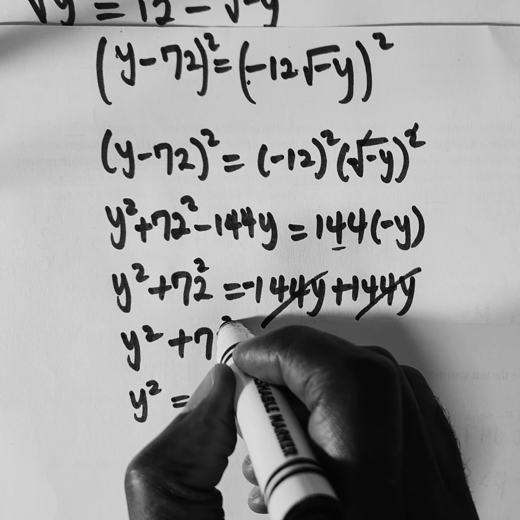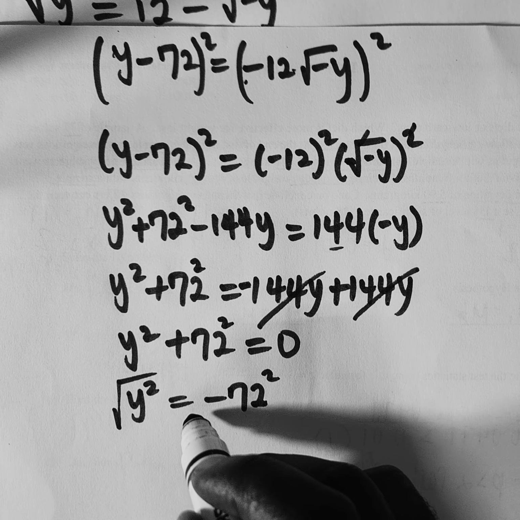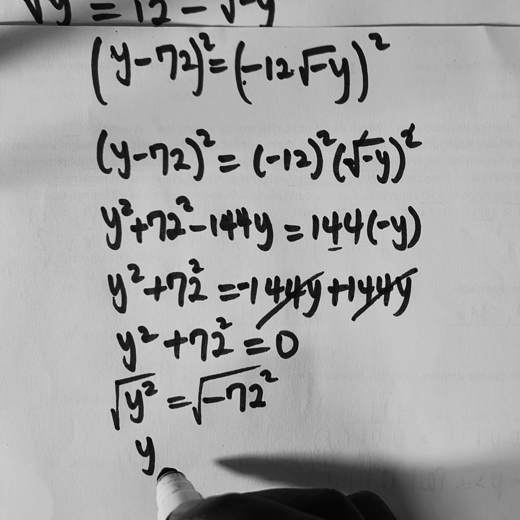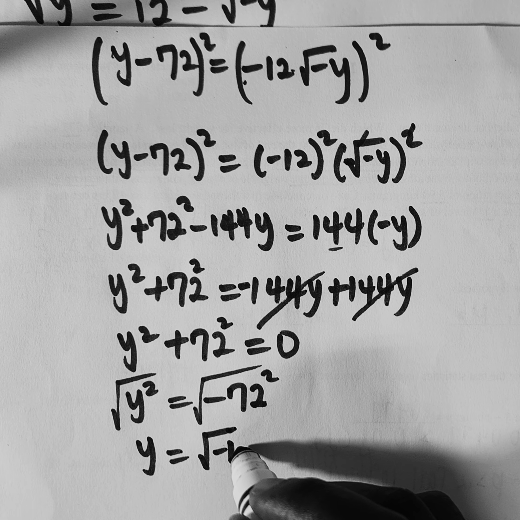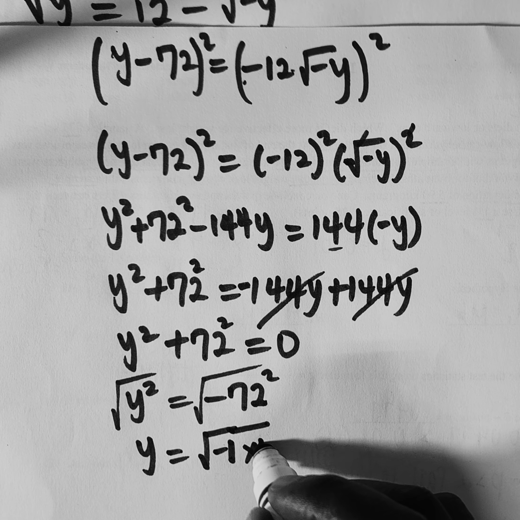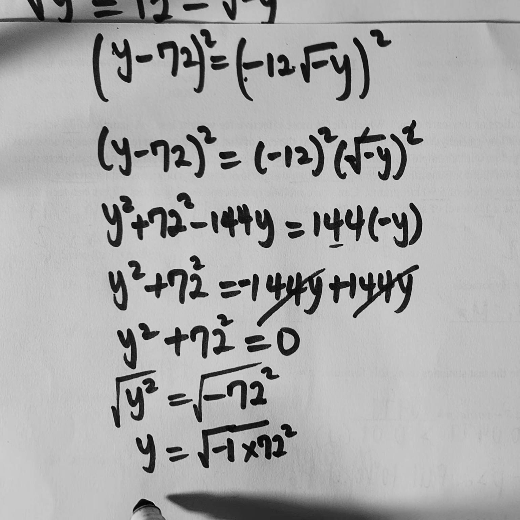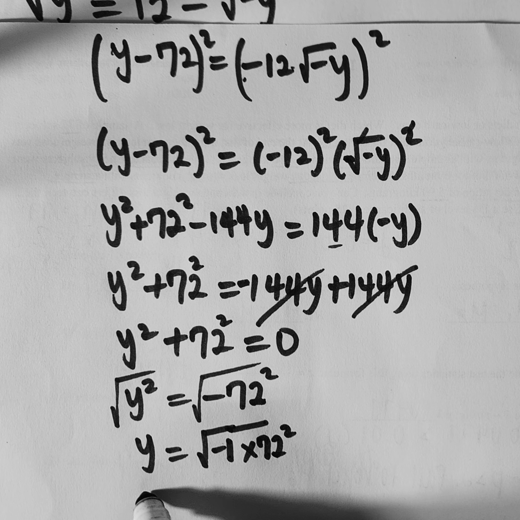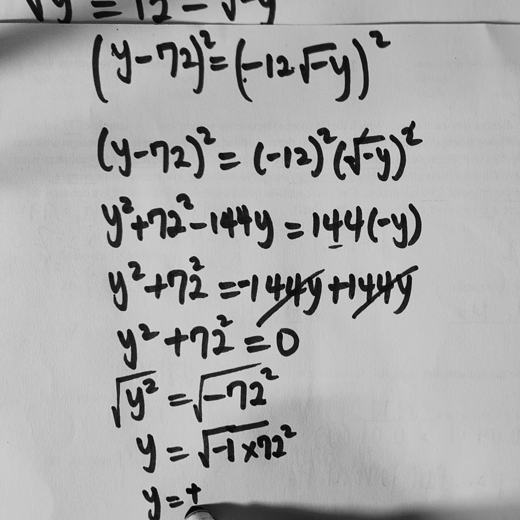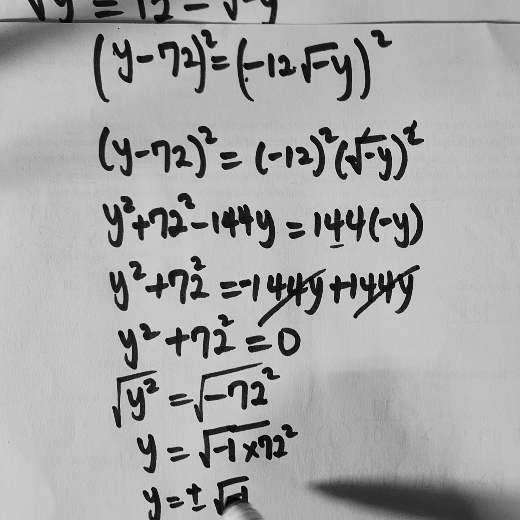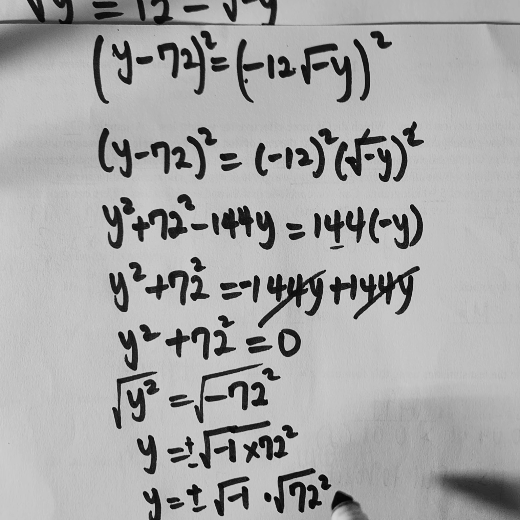Recall, it is squared. Now, finding the square root of both sides. So here you're going to have y, which is going to be the square root of negative 1 times 72 squared. Recall, 72 squared can be written as negative 1 times 72 squared. This is still the same. So here, I can have this written as my y equals plus or minus the square root of negative 1 and times the square root of 72 squared.